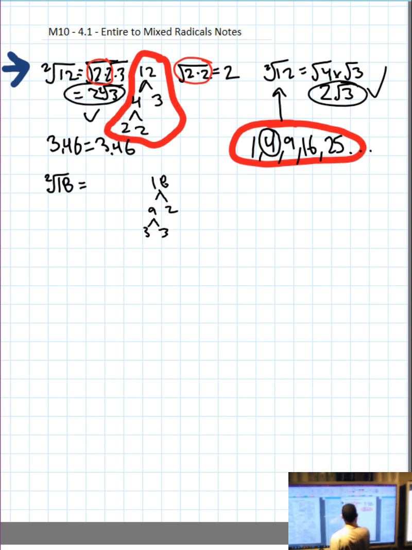The square root of 18 is equal to the square root of 3 times 3 times 2. I'm going to put it in order of the pairs that we know. So 3 times 3 is 9, and the square root of 9 is 3, so I can put a 3 down below. Now what's still underneath the square root? Well, a 2. Circle your answer.